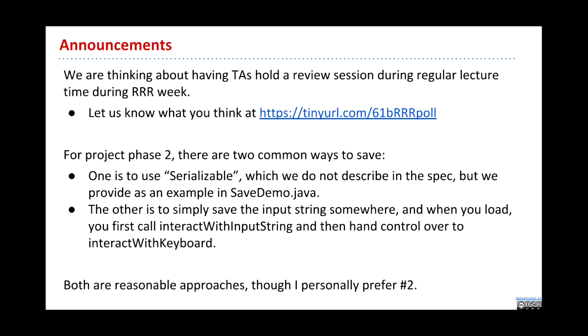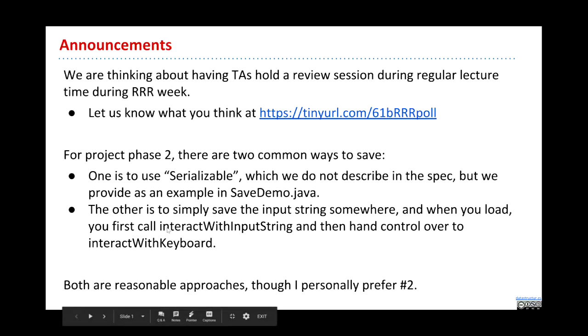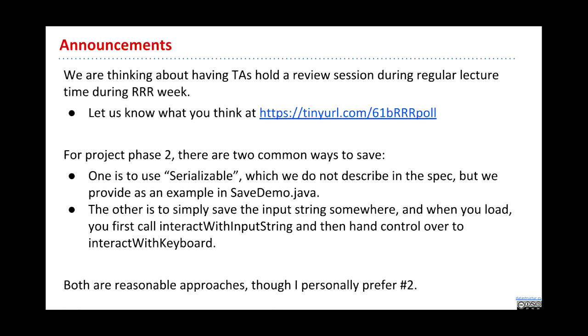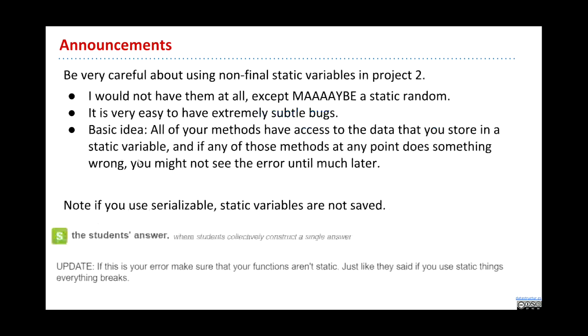One is to use Serializable, which is not described in the spec, but we do give a save demo. Another approach is just, well, one way to save the world is to save the input string. Then when you load, you could use interactWithInputString on what someone already did, and then hand control over to interactWithKeyboard if you're trying to use it live. Because if your world's deterministic, which it should be based on the rules, if your world is always doing the same thing based on the seed, then if you just replay the same input that someone typed in, it should work fine. So both of those approaches, I've heard people talk about them. They're both fully reasonable. I actually prefer the second approach, but you might find the first one more interesting.